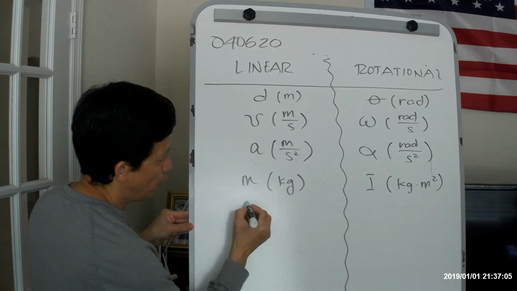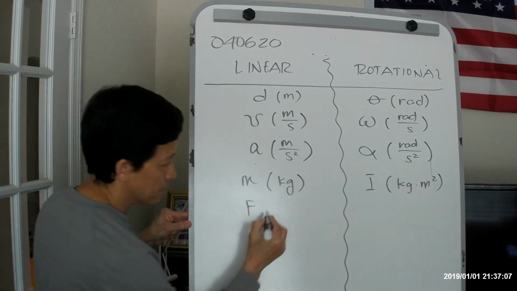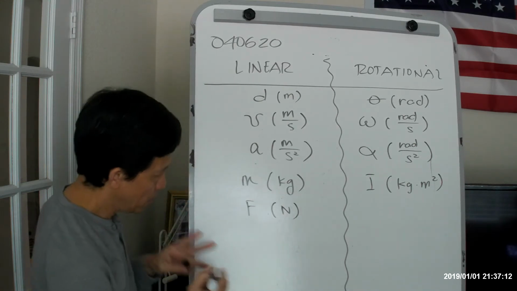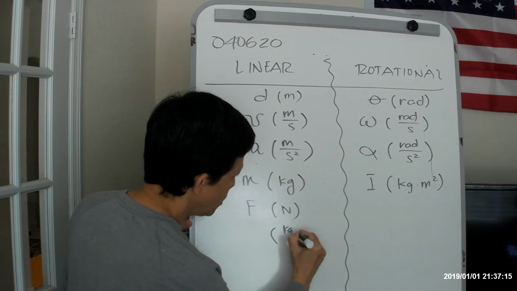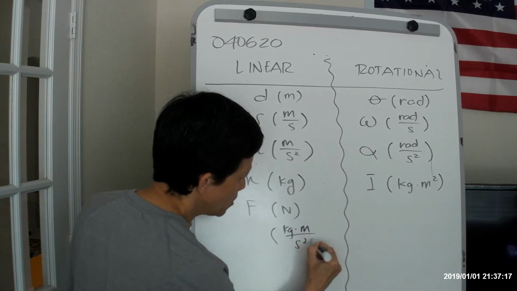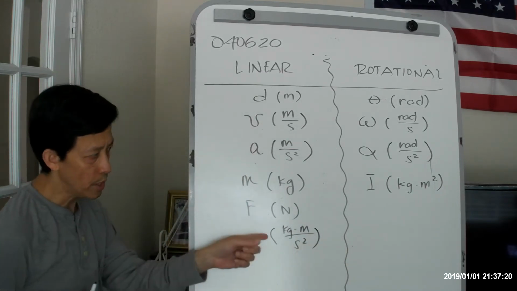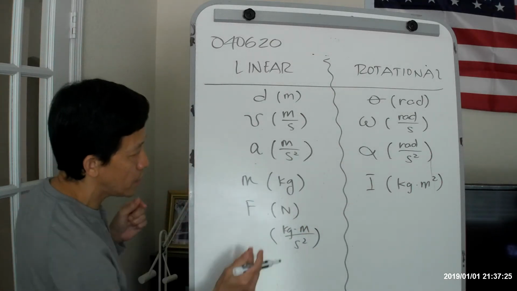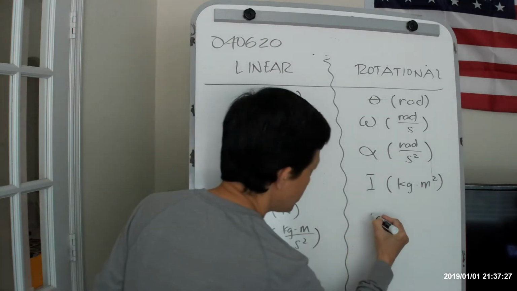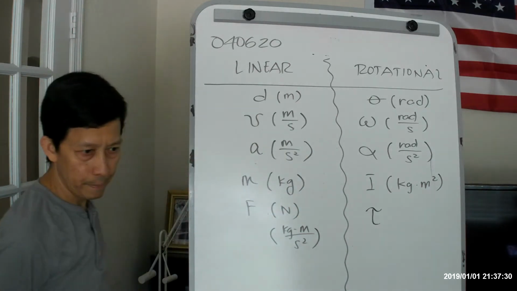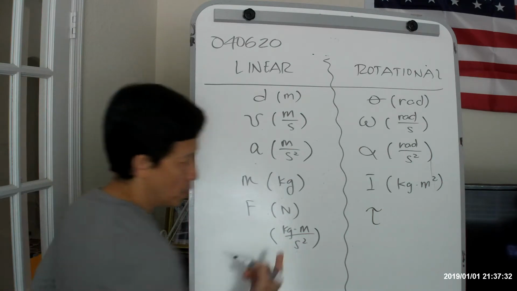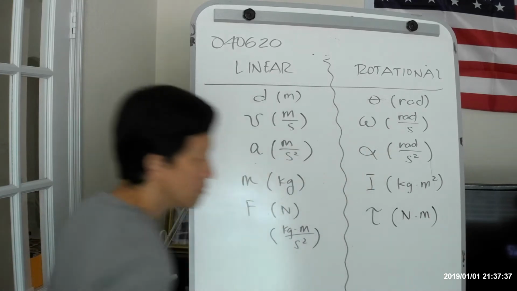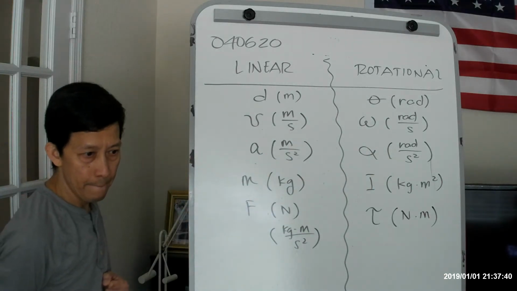Next, force, unbalanced force F. In base units, kilogram meter per second squared, right? So that's your base unit for force. Now force for rotational motion turns into torque. Okay? So what is your unit for torque? Newton meter for rotational motion.